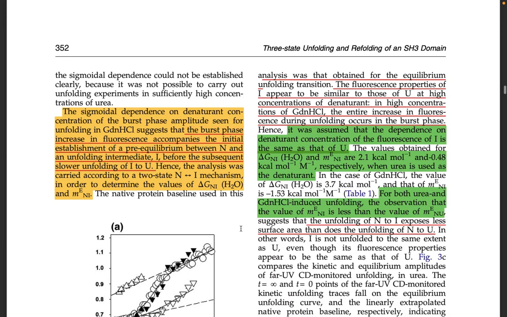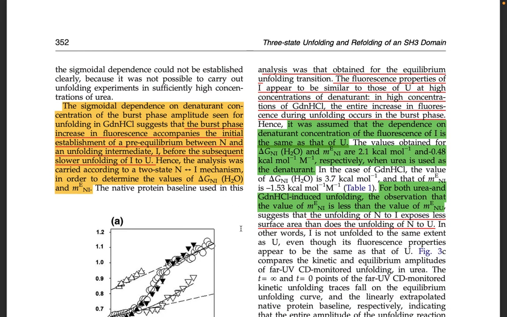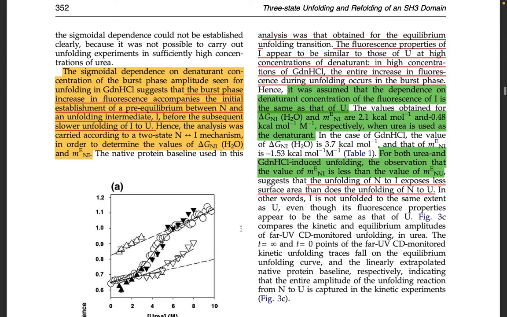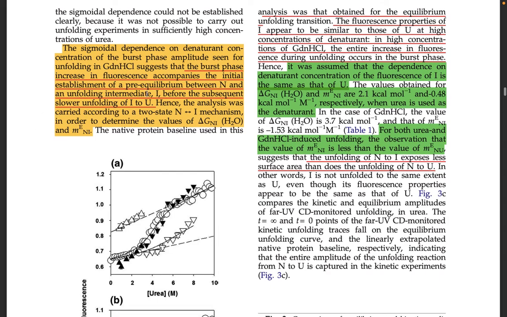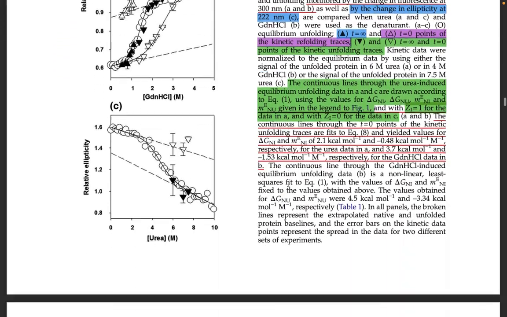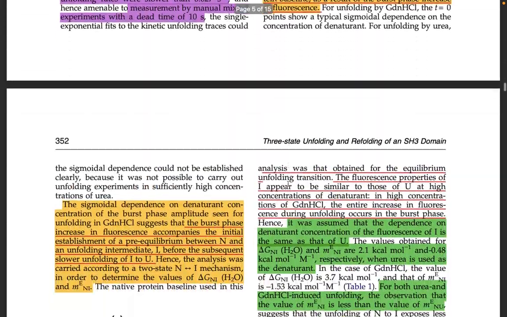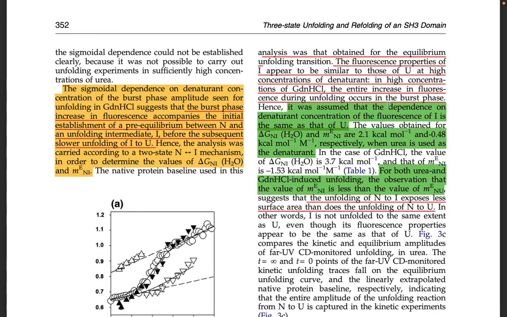Hence, the analysis was carried out according to a two-state N to I mechanism in order to determine the value of delta G NI in water and m NI. Now, the native protein baseline used in this analysis was that obtained for the equilibrium unfolding transition.